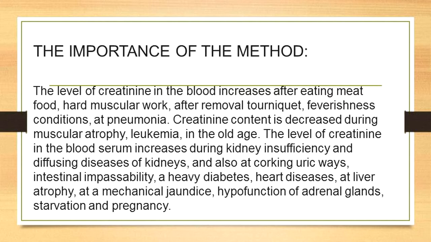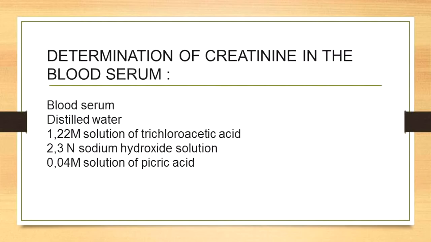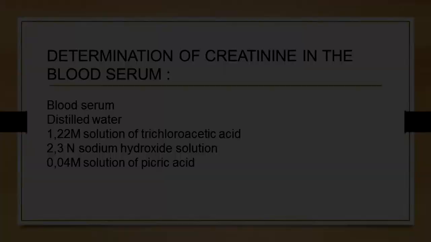glands, starvation and pregnancy. To determine the level of creatinine in blood serum we need some reagents: blood serum, distilled water, 1.22 molar solution of trichloroacetic acid, 2.3 normal sodium hydroxide solution, 0.04 molar solution of picric acid.